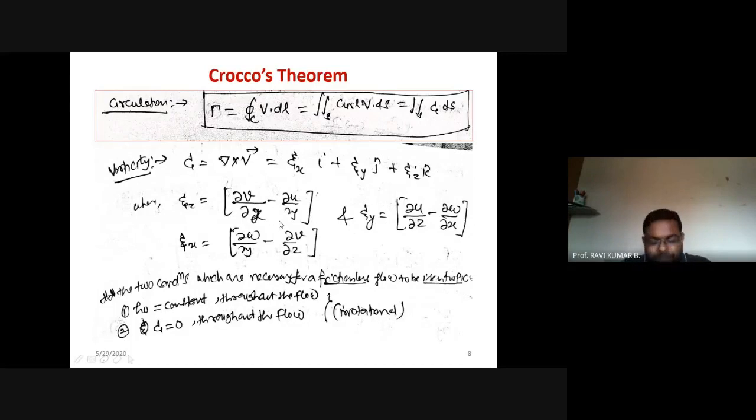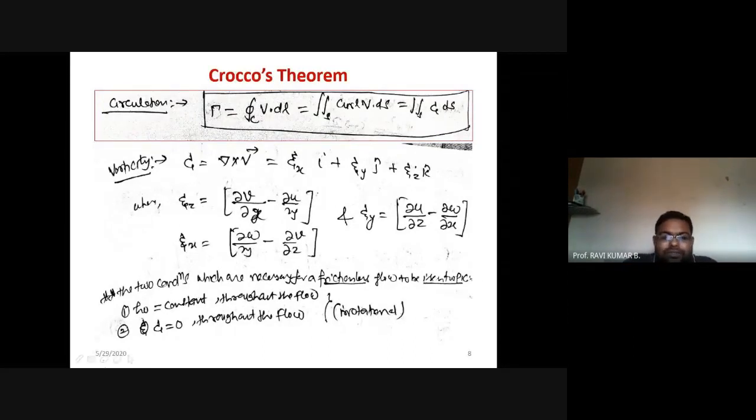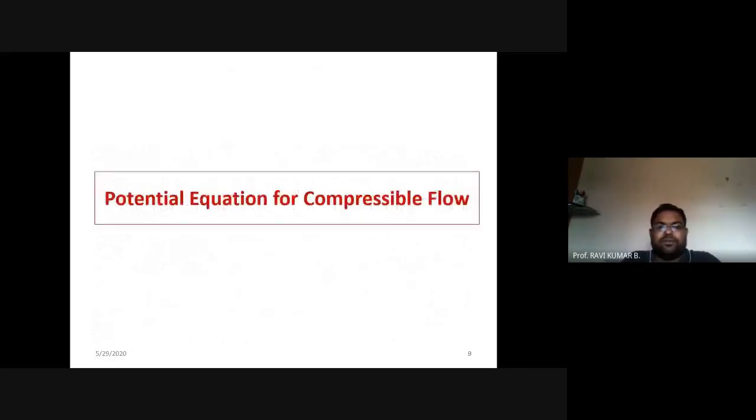So two conditions need to be satisfied in order to have a frictionless flow, or we can say isentropic flow. That means h0 should be constant throughout the flow. Second, vorticity should be zero throughout the flow. If these two conditions are satisfied, in that case we can say it is a frictionless isentropic flow, right? So isentropic flow means it is inviscid, irrotational flow. These are the requisite conditions for a flow to be isentropic. So h0 is constant and ξ is equal to 0. This information we got from Crocco's theorem.